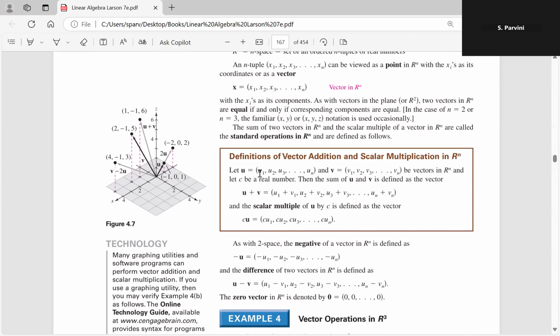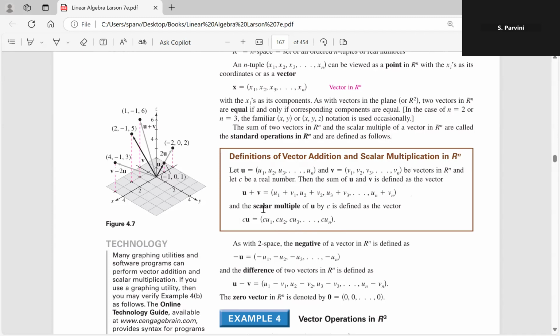So here's vector u, the n-tuple, u1, u2, all the way up to un, and vector v, v1, all the way up to vn. What if you want to sum the vectors? If you want to find the sum vector, u plus v, you just add the components of each of those: u1 plus v1, u2 plus v2, and so forth, all the way up to un plus vn. So you add like components.